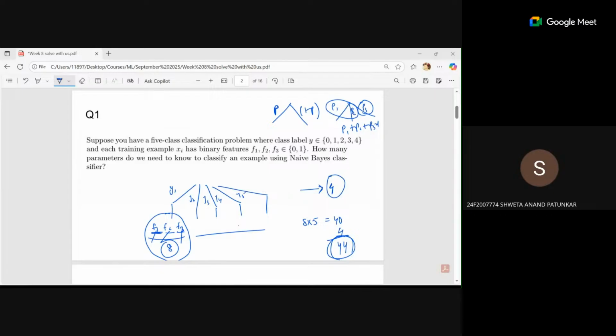Why 6? Because f1 will take 0 or 1, f2 will take 0 or 1, and f3 similarly. No, it will be 2 to the power 3. Think of it as a coin toss experiment, right? So you have eight choices for this. You can have 1 1 1. You can have 1 1 0. You can have 1 0 1. You can have 1 0 0.